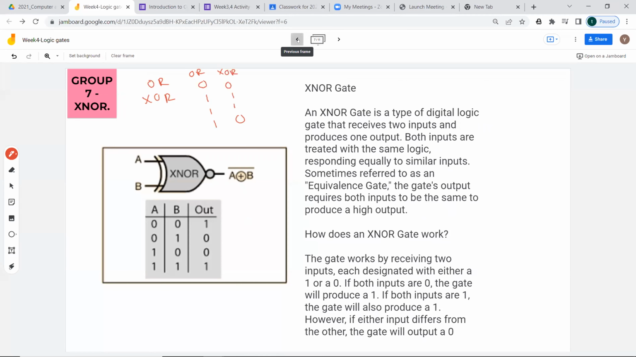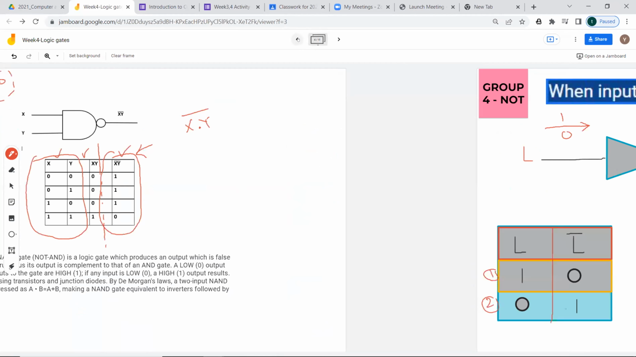So I would like to take you back to those slides, then it will be clear to you.